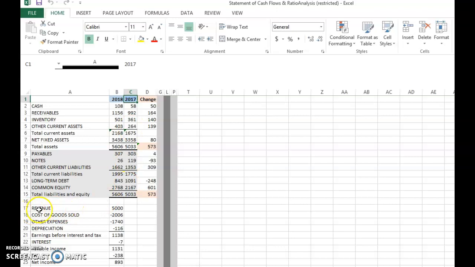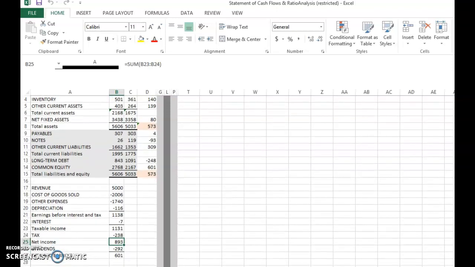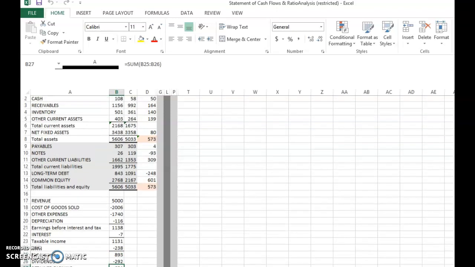Below here you have the income statement. It starts with revenue and ends up with net income. I don't think there is anything below that. Oh yeah, you have dividends per share and retained earnings. You have the total dividends and total retained earnings, also computed here.